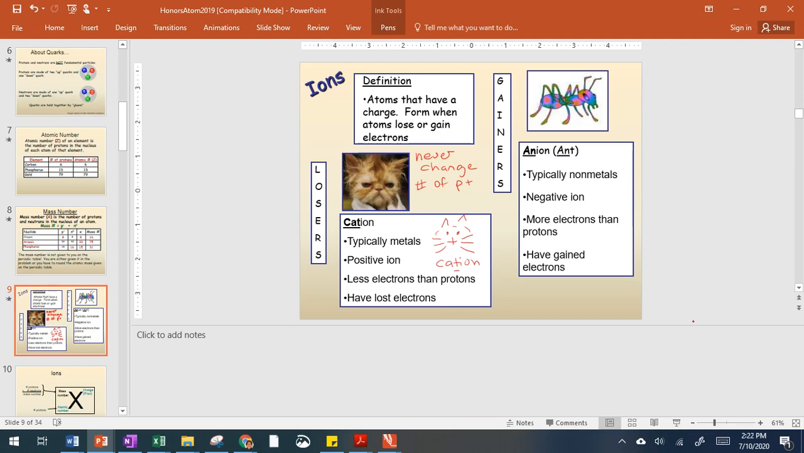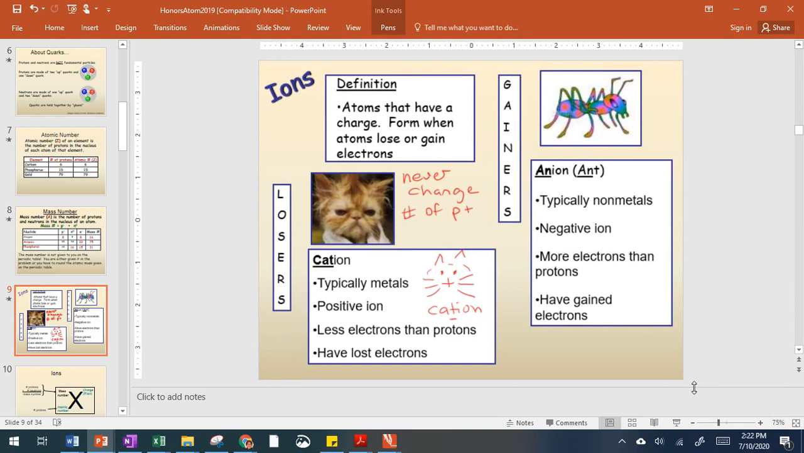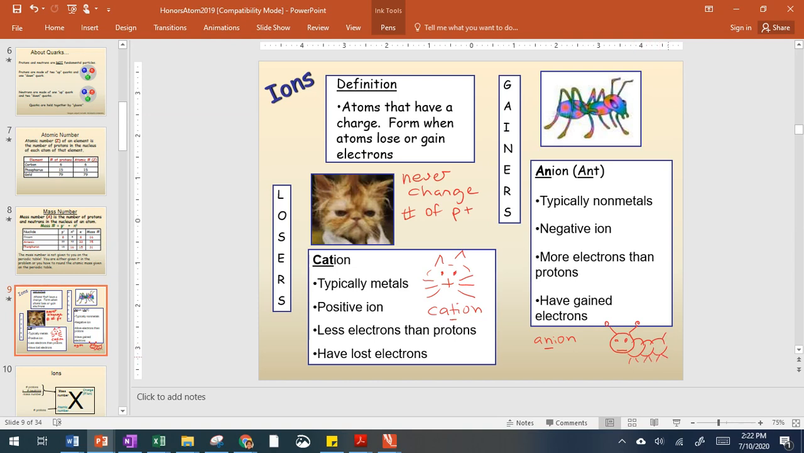Also, if we look at, I'll make this a little bit bigger, anions are going to be typically nonmetals. These are going to be negative. They're going to have more electrons than protons because they have gained electrons. And again, the word anion has N in it, N for negative. You can also think about an ant with a really sad looking face. And so that's just some different ways to remember that anions are negative, cations are going to be positive.